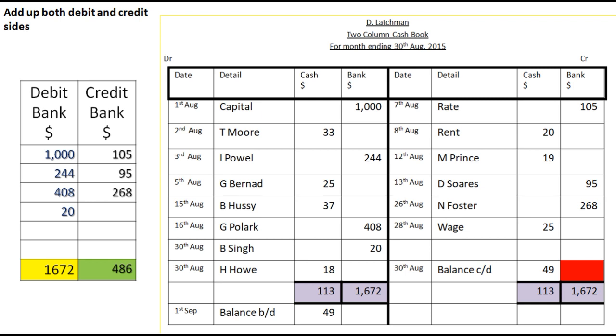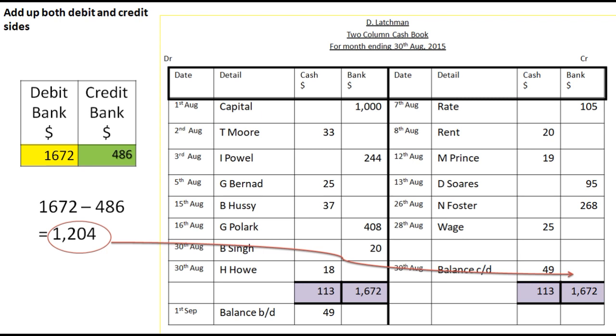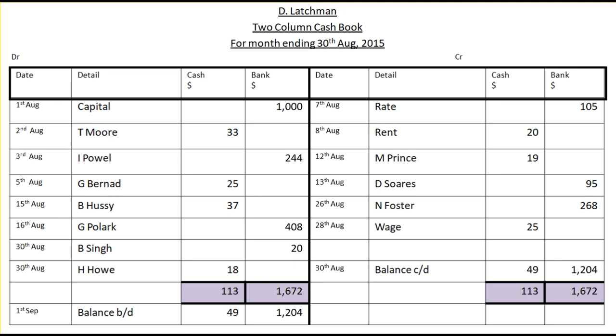So we have to find out what is the extra money remaining. We have to minus the $486 from the $1,672, and we end up with $1,204, and we're going to place that on the credit side. So when we add up the credit side, it will end up with 1672 as well. Then we're going to place that balance in the new month, because it's stating here that we had $1,672 we received in the bank, and we spent out $486 by checks, and we remain for the new month with $1,204 in the bank. Now this is how the completed two-column cash book should look.